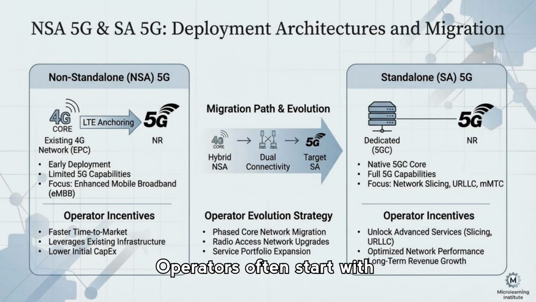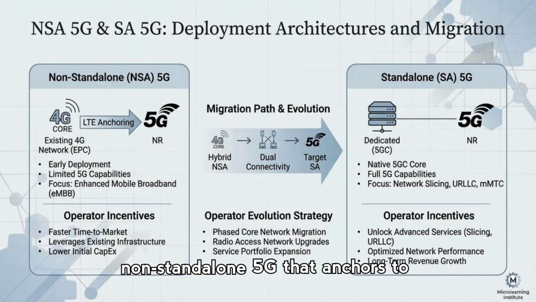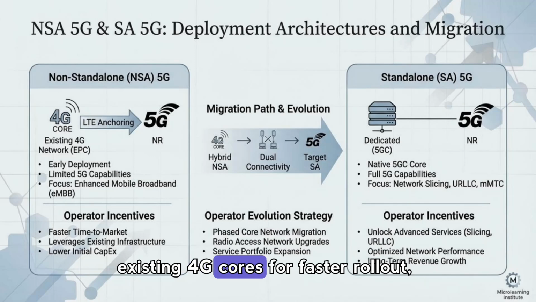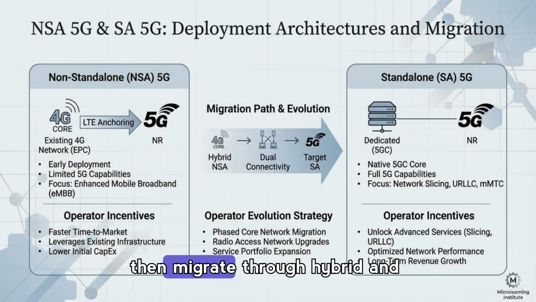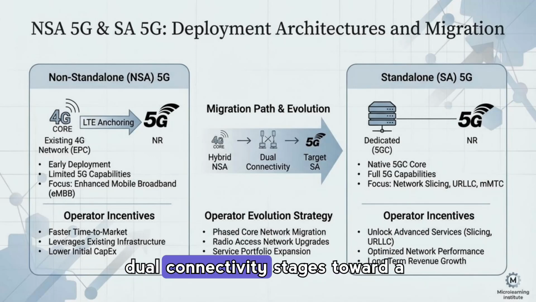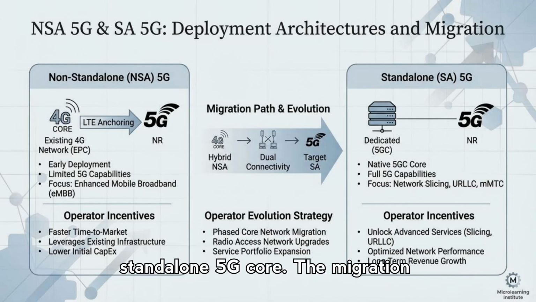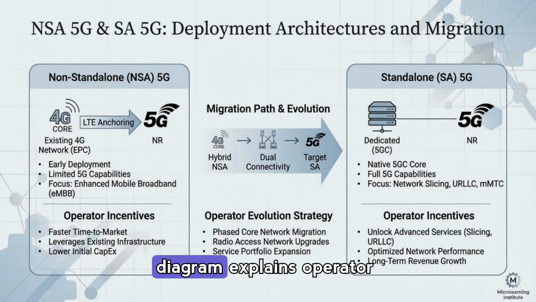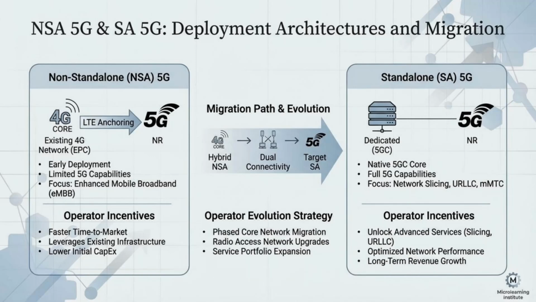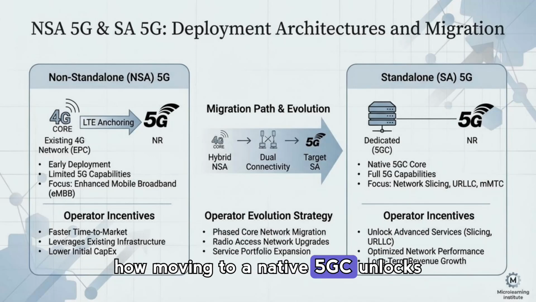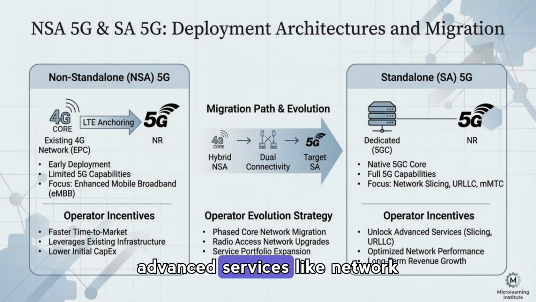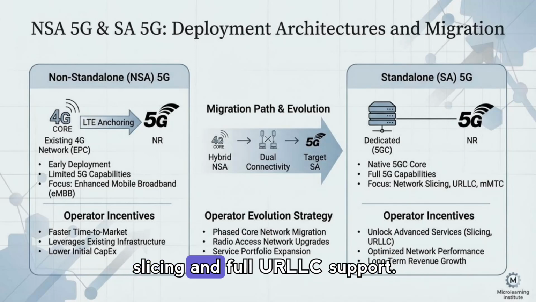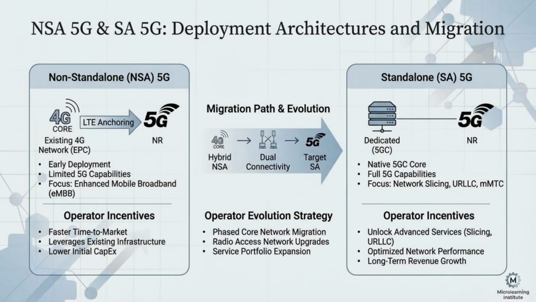Operators often start with non-standalone 5G that anchors to existing 4G cores for faster rollout, then migrate through hybrid and dual connectivity stages toward a standalone 5G core. The migration diagram explains operator incentives, phased upgrades, and how moving to a native 5GC unlocks advanced services like network slicing and full URLLC support.